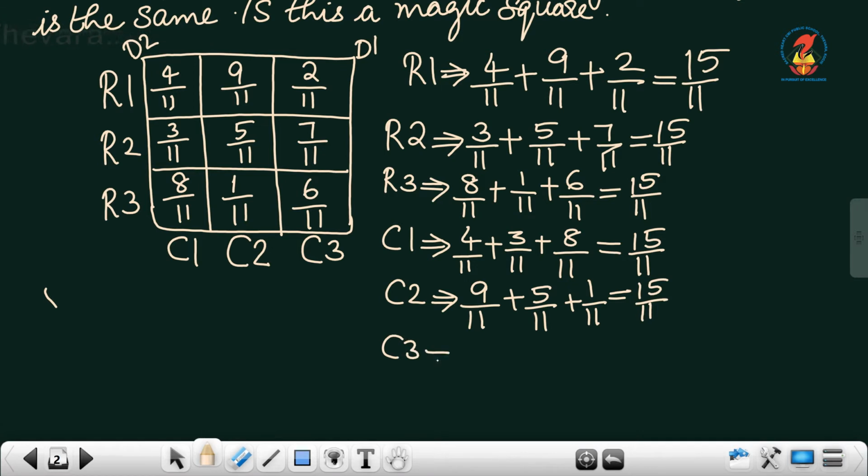Now take the third column. 2 by 11 plus 7 by 11 plus 6 by 11. What is the answer you got? 2 plus 7, 9. 9 plus 6, again you got the answer 15 by 11.